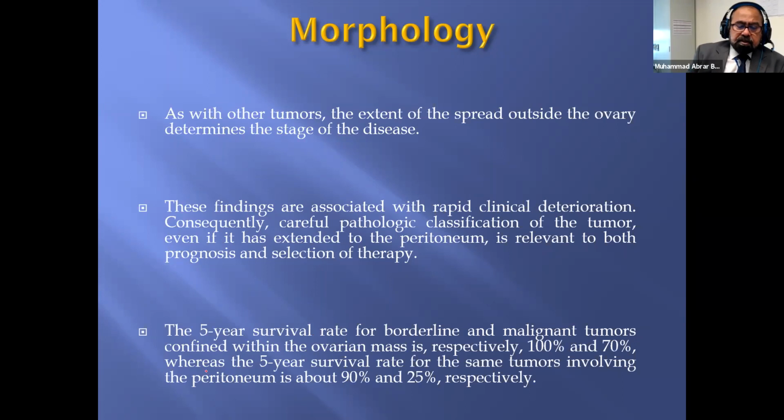The 5-year survival rate for borderline and malignant tumors confined within the ovarian mass is respectively 100 or 70. For example, if it is borderline, it is 100% at 5 years. If it is malignant, it is 70% when it is confined to the ovary. But the 5-year survival rate of the same tumor involving peritoneum is 90% for borderline and 25% for malignant. Okay, clear? So you just see how much drop occurs when it goes towards the peritoneum.